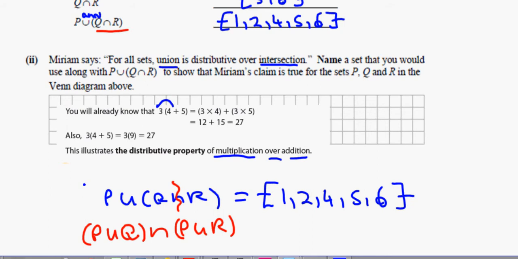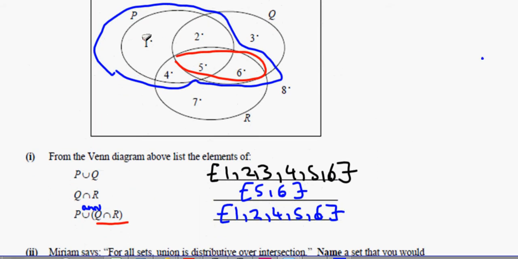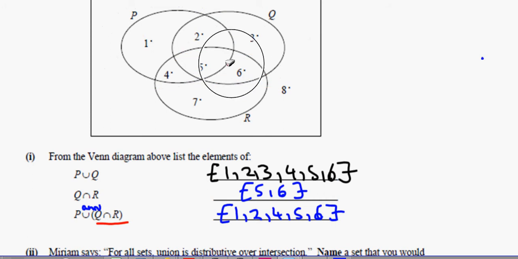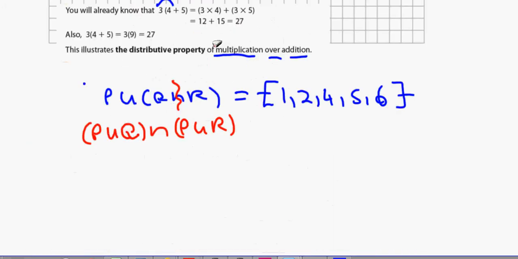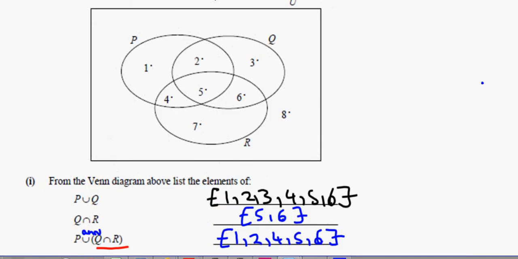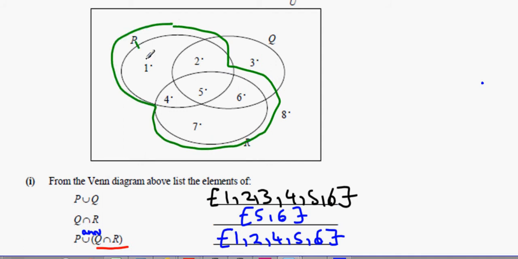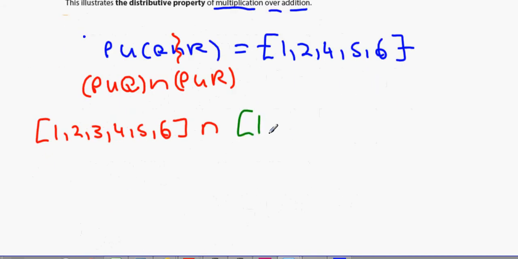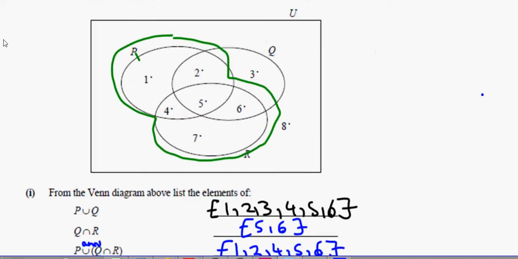Okay? So P union Q is going to be 1, 2, 3, 4, 5, and 6, and it's going to be intersection P union R. Now P union R is going to be this one here. Okay, and it's 1, 2, 4, 5, 6, and 7.